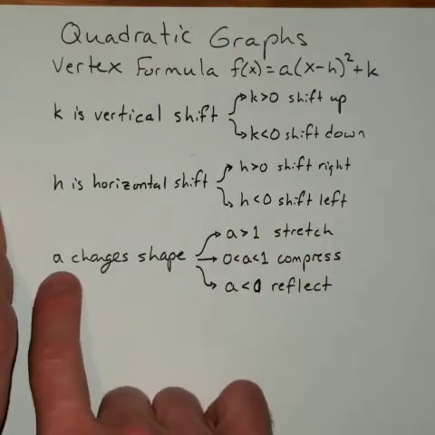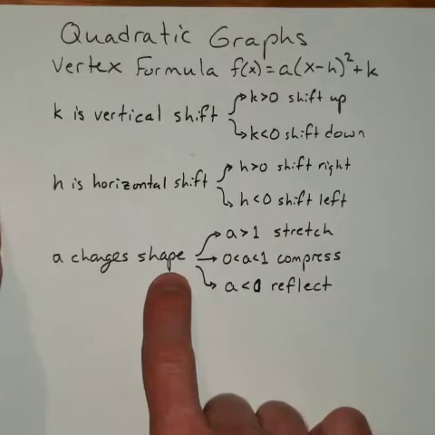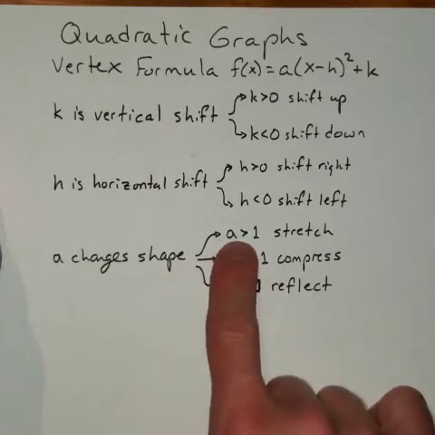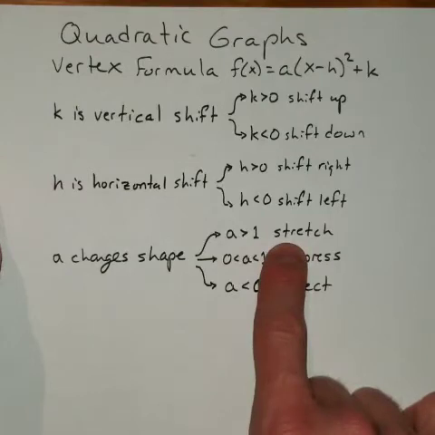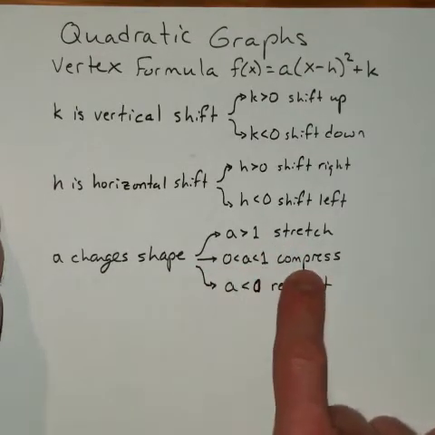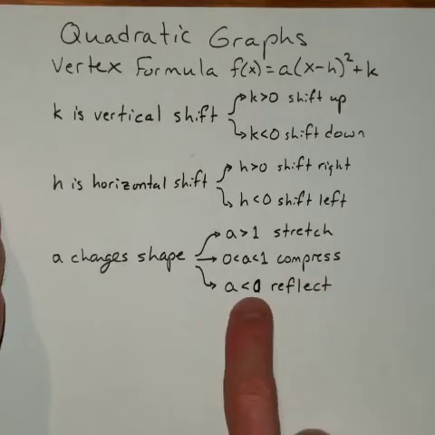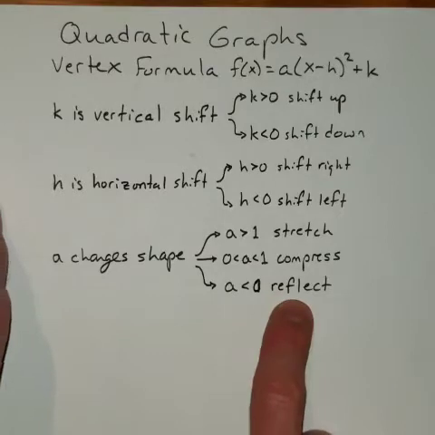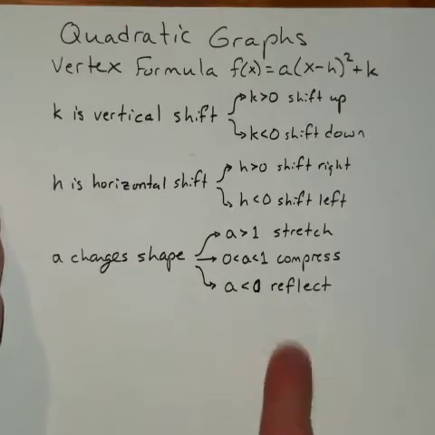And then a is where the shape of the parabola changes. When a is greater than 1, you get this stretch, so it gets narrower. When a is between 0 and 1, you get a compression, which makes it wider. And then when a is less than 0, it reflects downward, okay, and opens down.